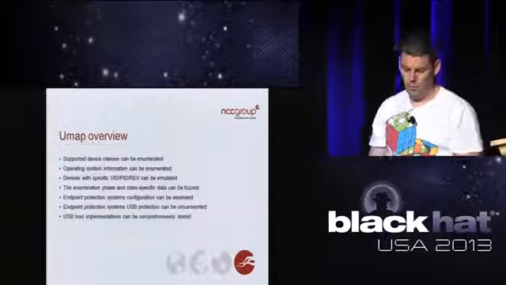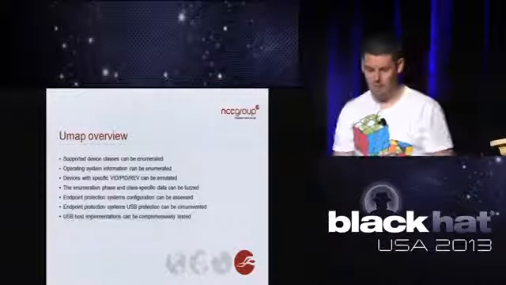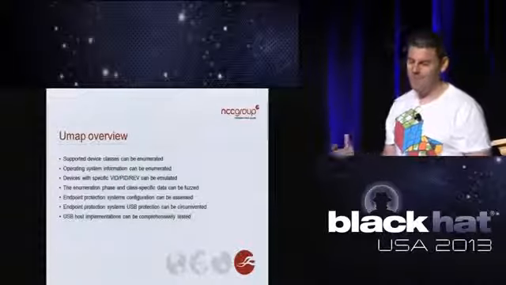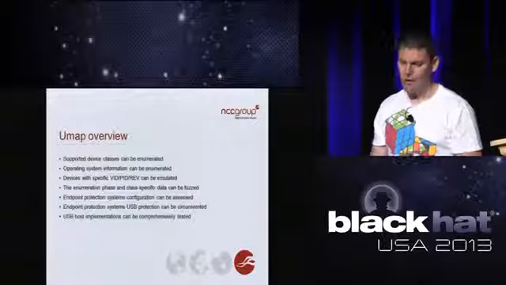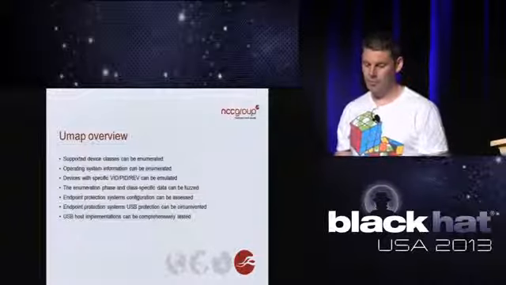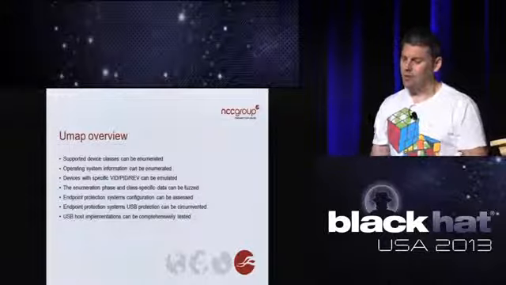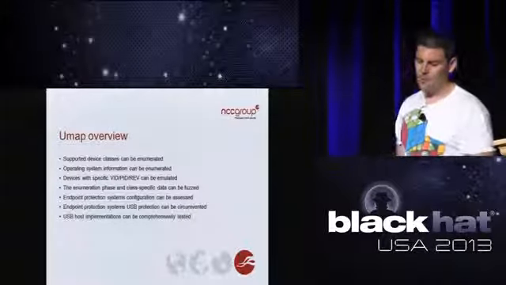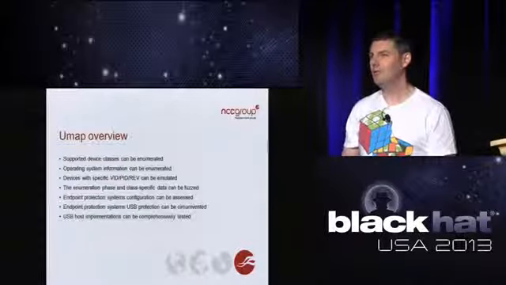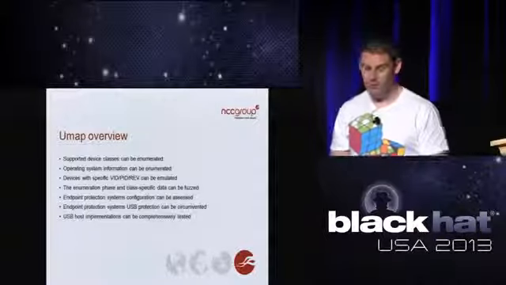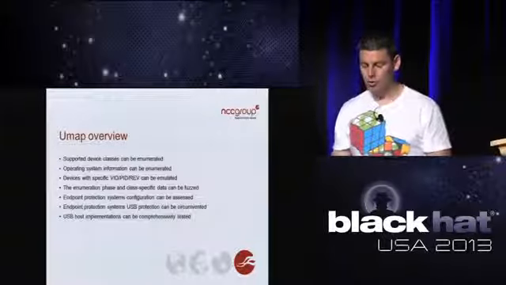So just a bit of an overview of what you can currently do with UMAP. You can identify the device classes that are currently supported, a very rudimentary operating system identification. You can emulate specific devices based on the VID, PID, and REV for the different classes. You can fuzz that data based on the spec. So for example, if you've got a USB-based endpoint protection system that's configured to only allow certain classes of device to be inserted, you can test the configuration of that using UMAP. You could also potentially circumvent it.